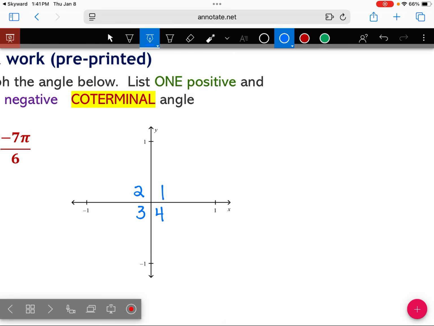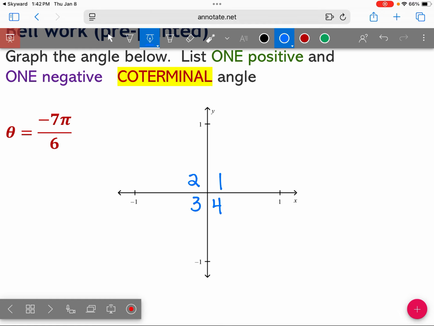Which quadrant did you put negative 7 pi over 6? What quadrant are we in? Got some 2s, we got some 1s. All right, let's talk about it. So first of all, it is negative, right? So that means you're going to rotate this direction because it's a negative angle.